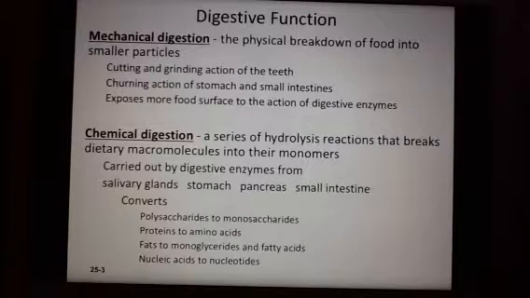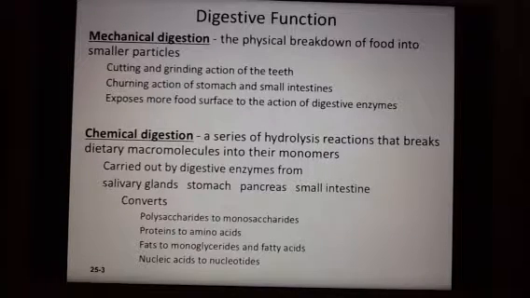By doing this, our food surface is larger, and so there's more food surface that's exposed to the digestive enzymes throughout the digestive system. And then the second type of digestion is chemical, and this is a series of reactions that break down the macromolecules into their monomers.